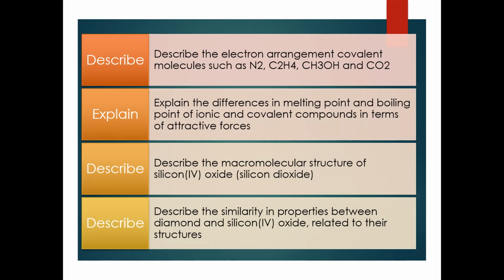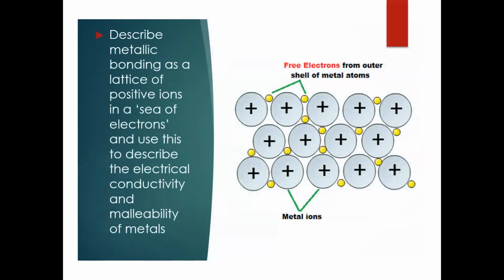Describe the macromolecular structure of silicon(IV) oxide. Describe the similarity in properties between diamond and silicon(IV) oxide related to their structures. Describe metallic bonding as a lattice of positive ions in a sea of electrons and use this to describe the electrical conductivity and malleability of metals.